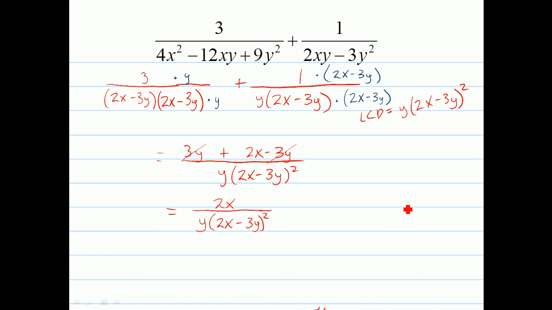I'll explain real quick. I found the LCD to be y times 2x minus 3y squared because over here, there's two factors of 2x minus 3y, and over here, there's a 2x minus 3y and a y. So the only thing missing from this side that this one doesn't have is a y, and the only thing missing from this side is a 2x minus 3y. So altogether, you should have y times 2x minus 3y squared. So then from there, it's just factoring, just regular algebra, and we should end up with something like this.